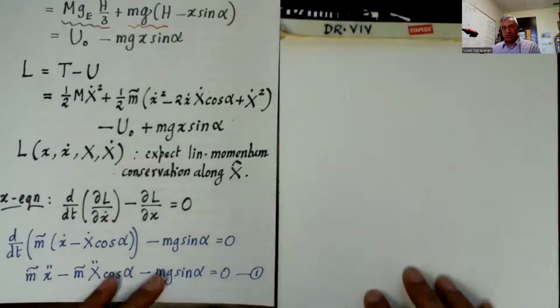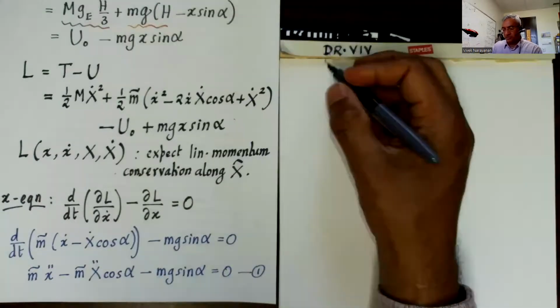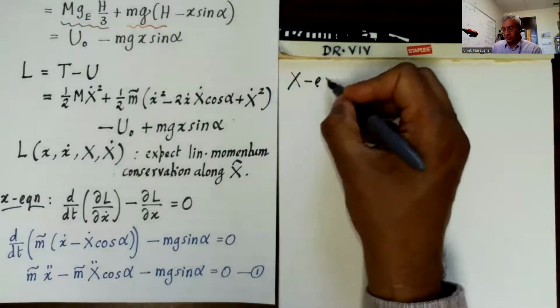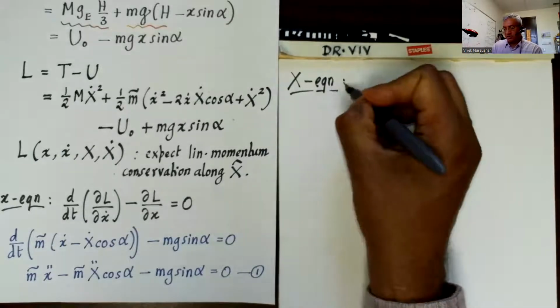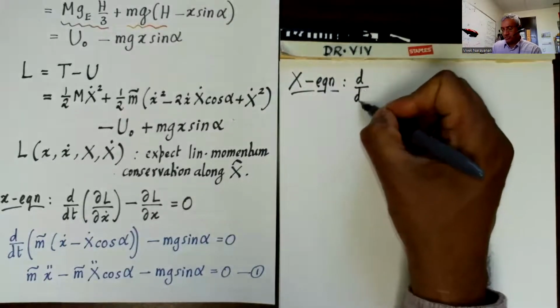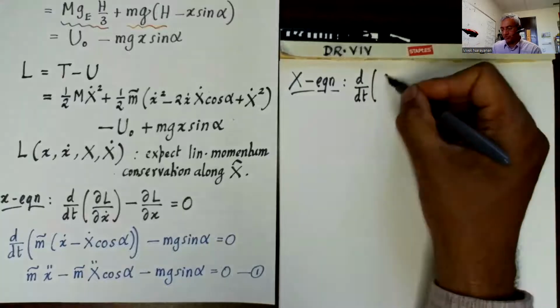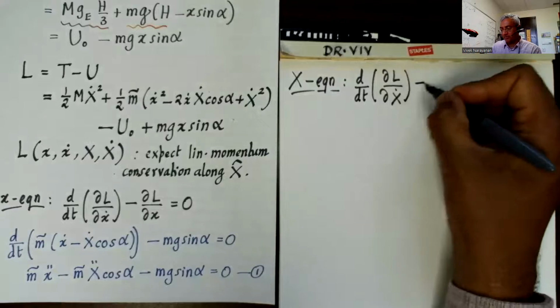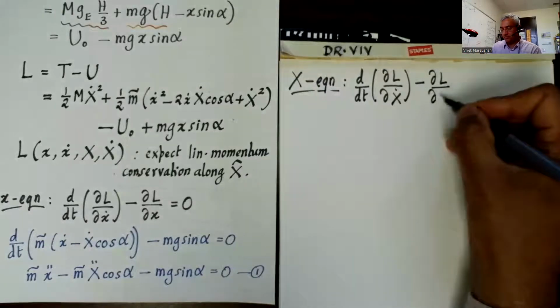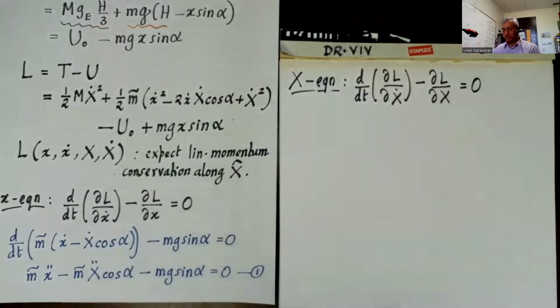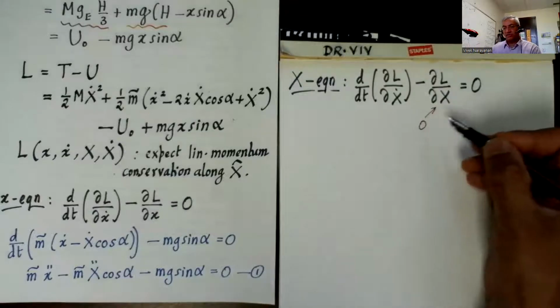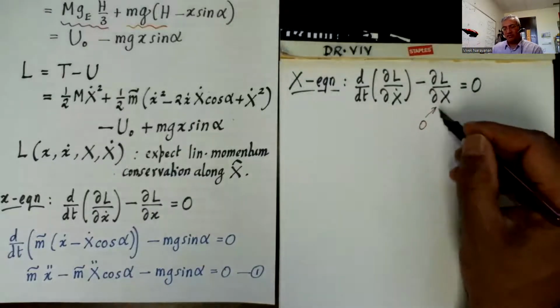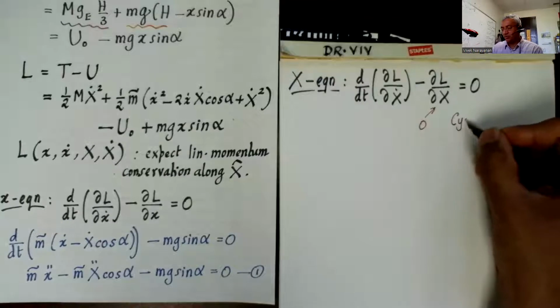So the capital X equation can be got by the same procedure, except you replace little x by capital X. Here's where my observation earlier comes of use. This is 0. Coordinates where del L by del X is 0 are known as cyclic coordinates.